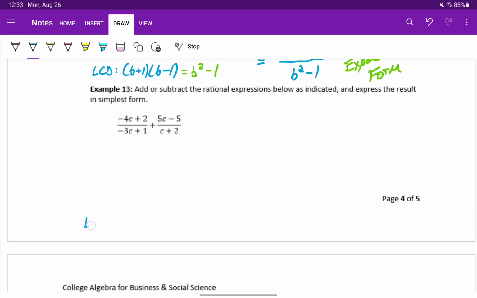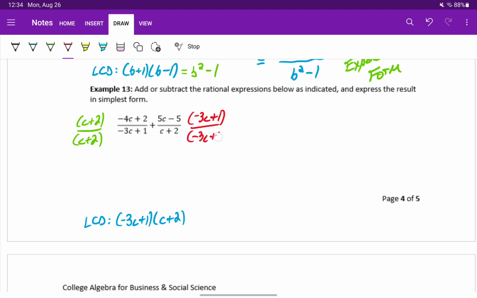In our last example, our least common denominator will be negative 3c plus 1 times c plus 2. Again, we'll update each expression by multiplying by whatever is missing from that common denominator. And we'll write our answer in expanded form again, so we can start by expanding these expressions out.